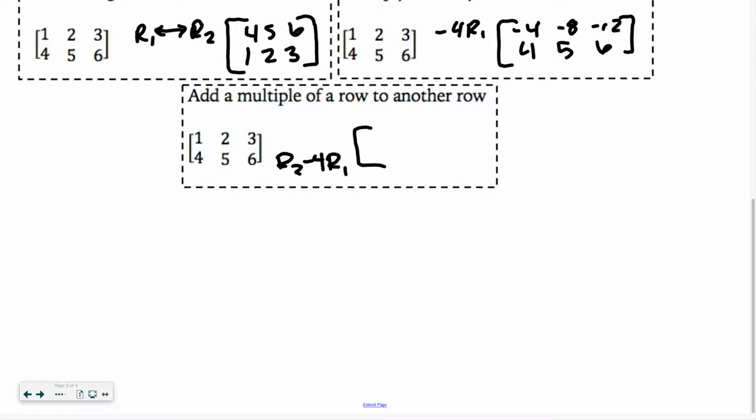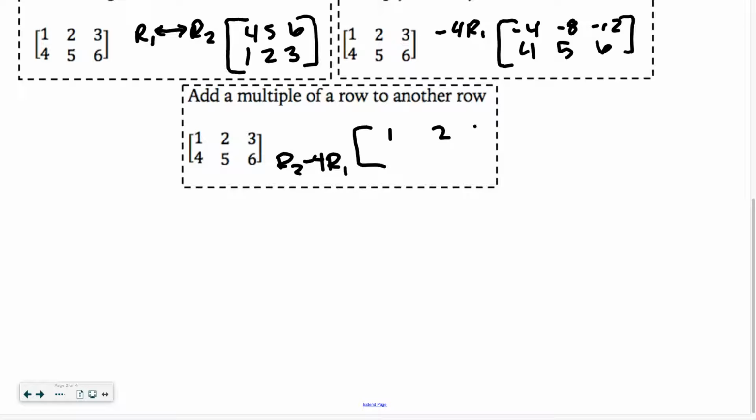Okay, if we have plus and then use negative part. Yep, same thing. And if you wrote it as -4 row 1 plus row 2, but you put it down with row 2, that would be fine. Would you leave row 1 by itself? Yeah, you leave row 1 alone.